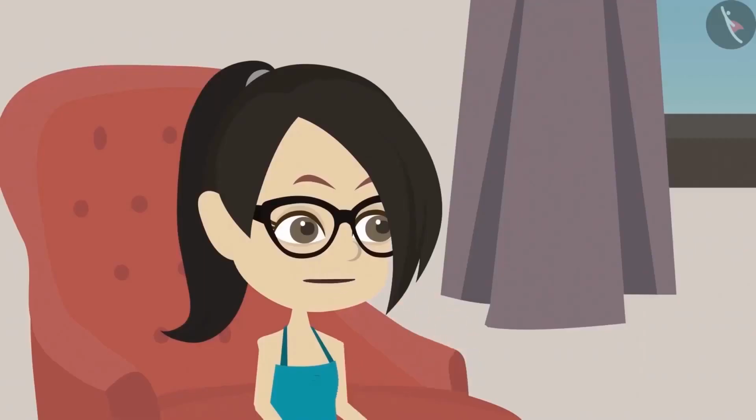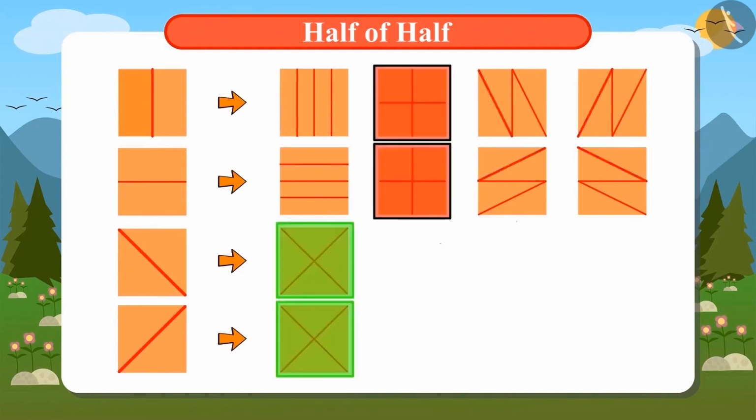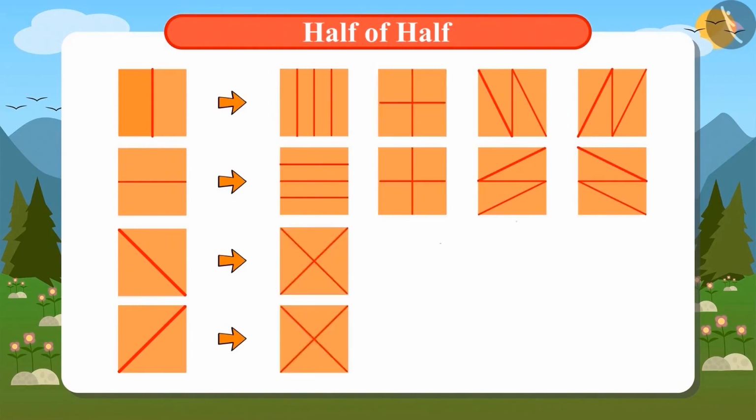Okay, Daddy. See, Daddy, I have divided this field into four equal parts in these ways. Tell me, are these all correct? Let me see. Hey, you have divided the field into four equal parts in many ways. But see, some of these look alike. Now we can choose one method among these for our crops.